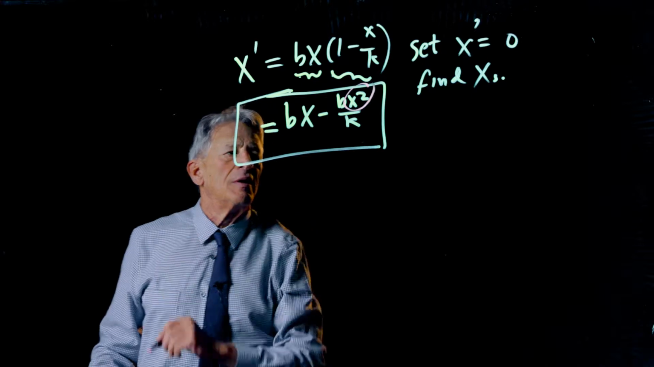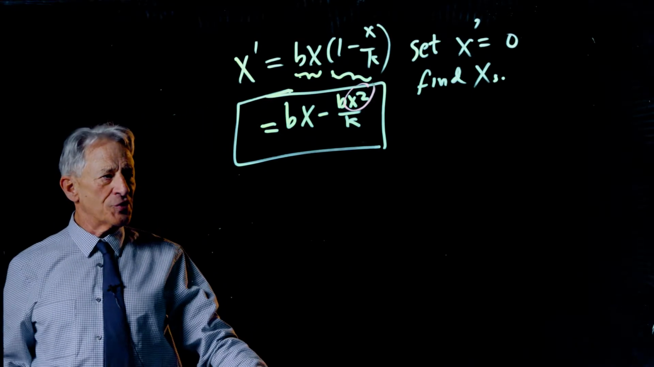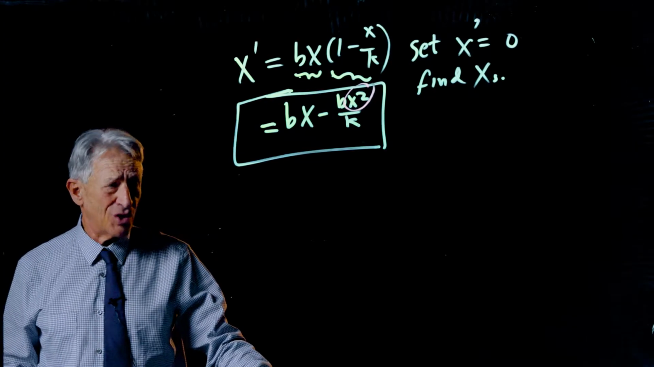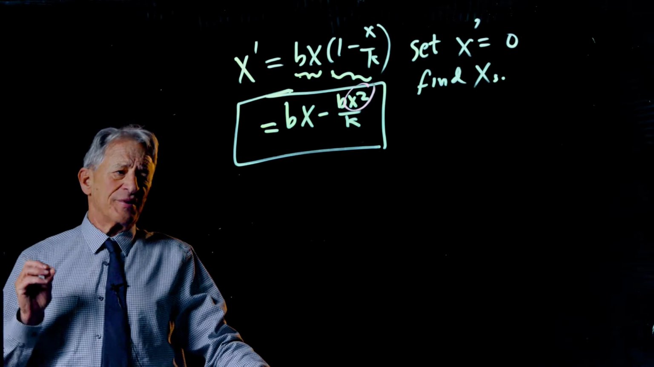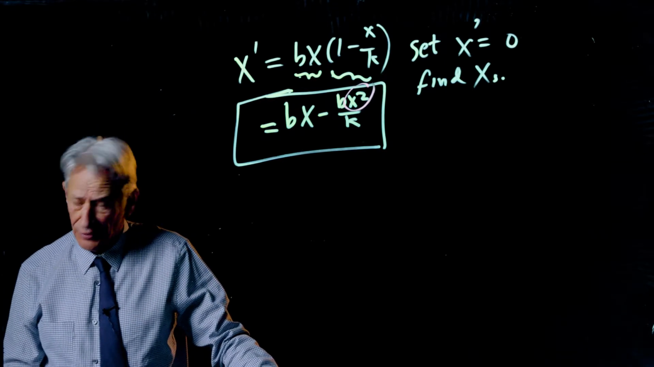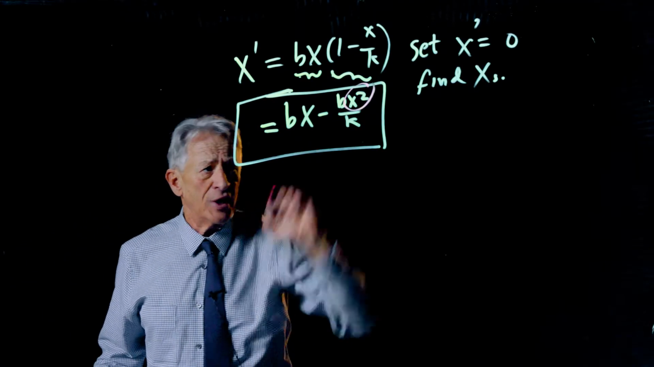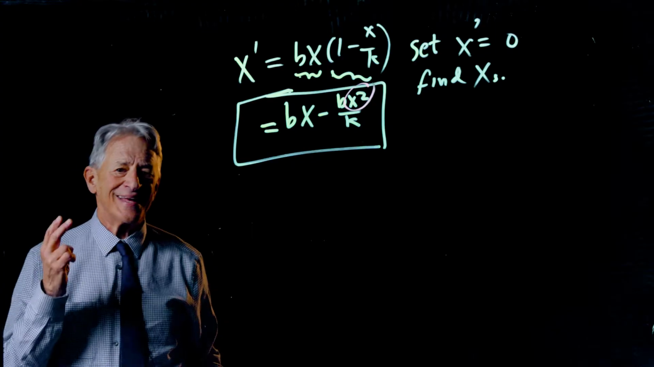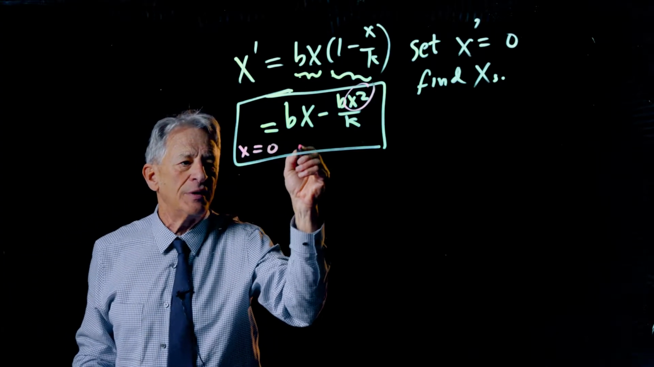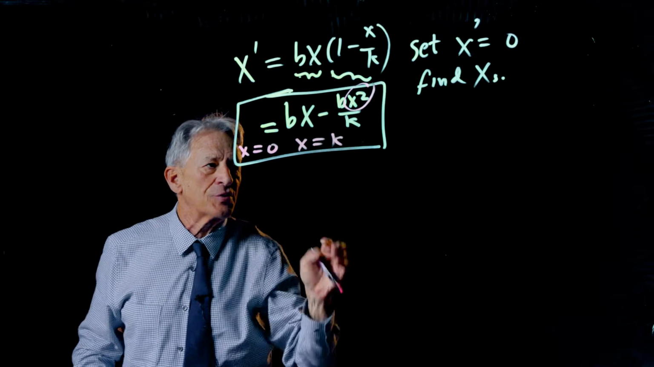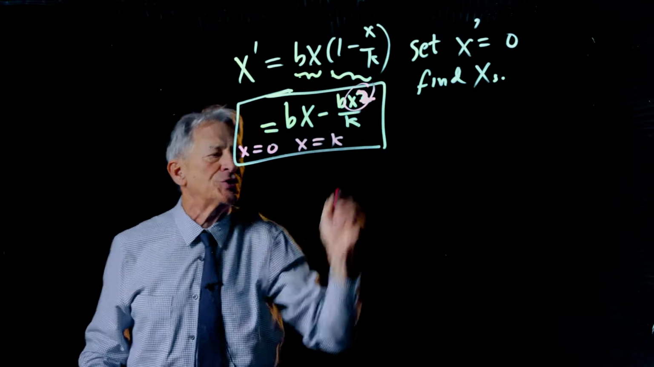In this equation, the biggest exponent is 2. So this is what's called a quadratic equation for that reason. And there is a theorem called the fundamental theorem of algebra that says that a second degree equation, a quadratic equation, has exactly 2 roots. And this one does indeed. x equals 0 and x equals k. Those are the 2 roots of that quadratic equation.